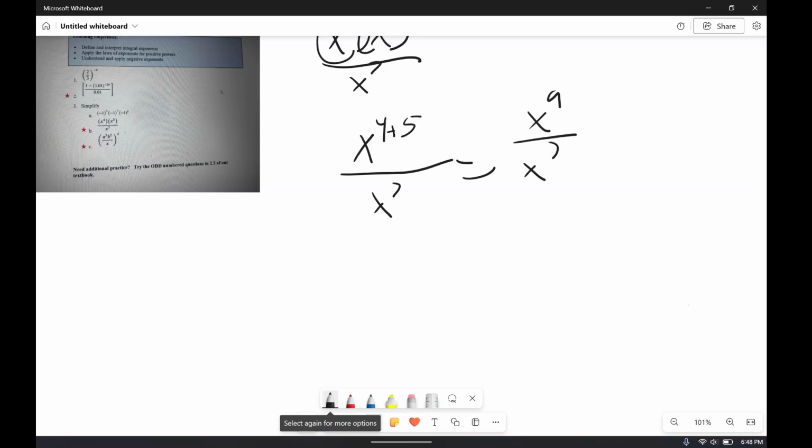So we see that we have a 9 up here, a 7 down here, same base. Whenever we're dividing the same base with exponents, you're just going to subtract the exponents. So it'll just be x, and we take the top, so we do 9 minus 7, which is just going to be x to the 2nd. So that's the answer. Don't know why I stuttered there.